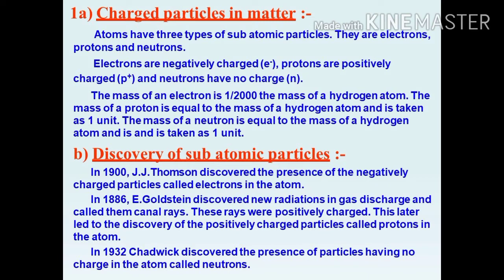Who discovered the electron? J.J. Thomson. They are negatively charged. Goldstein discovered positively charged protons. Chadwick discovered neutral charged neutrons.